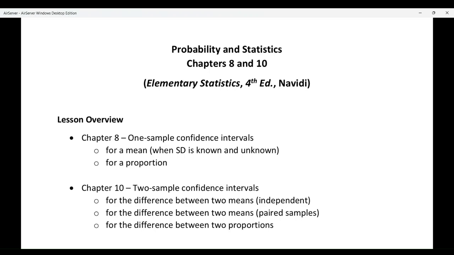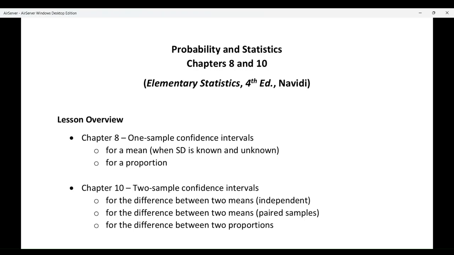This is chapters 8 and 10 from Elementary Statistics, 4th edition by William Navidi. We're looking at two chapters in this lesson because both chapter 8 and chapter 10 relate to this idea of confidence intervals. And a confidence interval, we'll formalize this definition in a moment, is really just a set of values or a range of values that we believe captures some kind of information about the population.